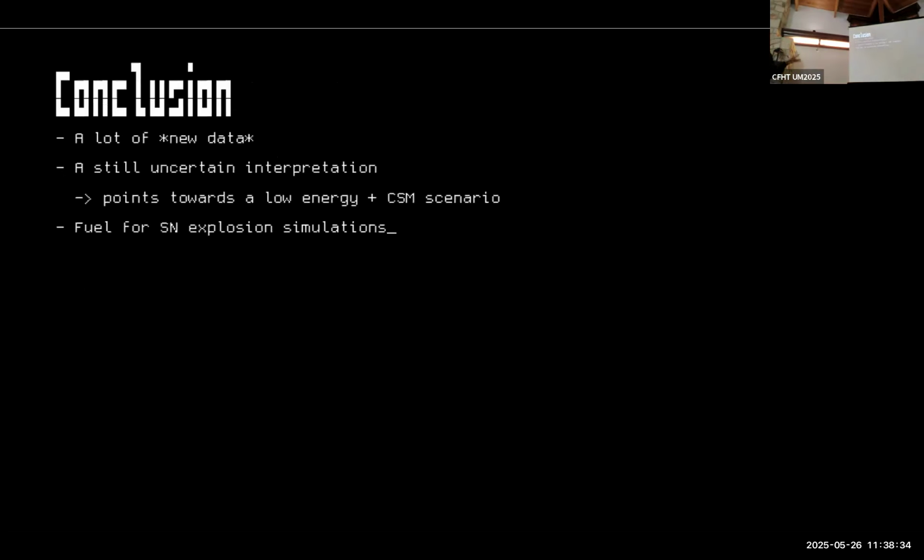In conclusion, we get a lot of new data which are still to be analyzed. We are still uncertain, but we now have much more clues on the origin of the Crab Nebula. And this gives a lot of fuel for supernova explosion simulation, since nowadays we have 3D simulations, but we still have, in general, 2D data. So now, for the first time, we have 3D data to put in the simulation. That's it. Thank you. Any questions for Thomas?